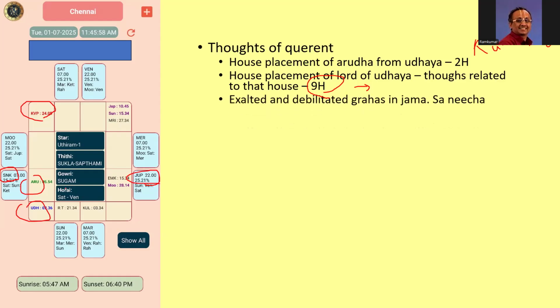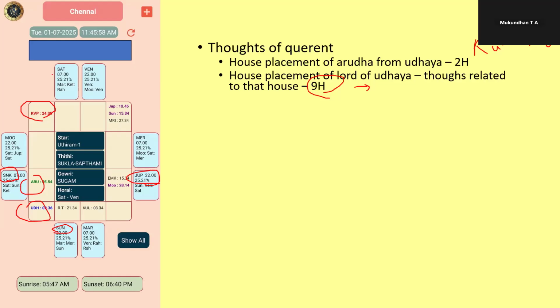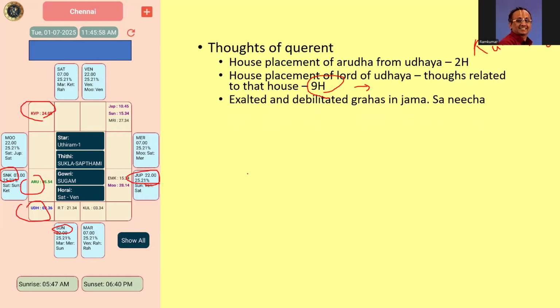Then look at the third point. Is there any exalted Graha or Nicha Graha? Look at every Graha. Is Sun Ucha Nicha here? No. Is snake Ucha Nicha? No. Moon? No. Saturn Ucha Nicha? Saturn is Nicha. Venus? No. Mercury? No. Jupiter? No. So Saturn is Nicha. And this Saturn is in which house? From Udaya, it is in the 5th house.